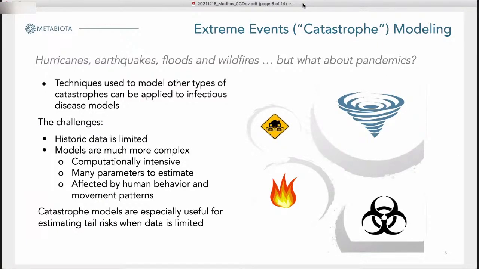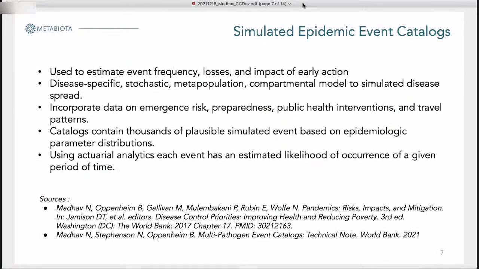And again, here we're needing to use some complex models that are computationally intensive, but also have many parameters to estimate. And then we have the additional component of human behavior and movement patterns that are going to influence how these events unfold. So again, we're trying to estimate the frequency of these events happening, the potential losses, and also these can be used to quantify the impact of early action.